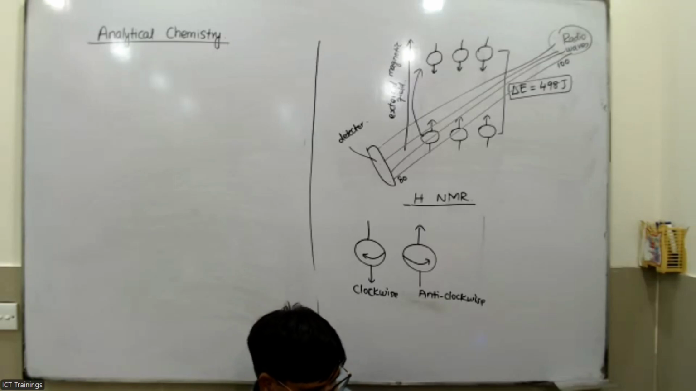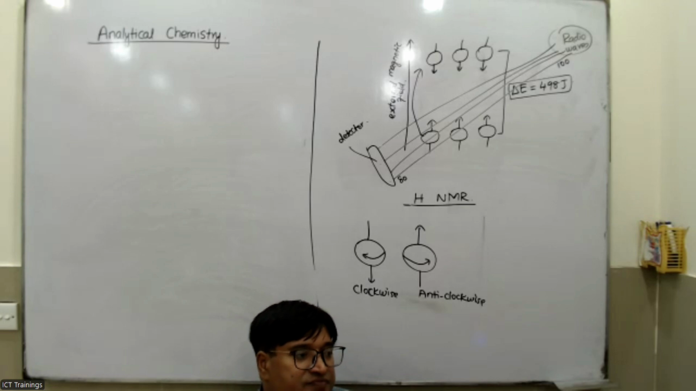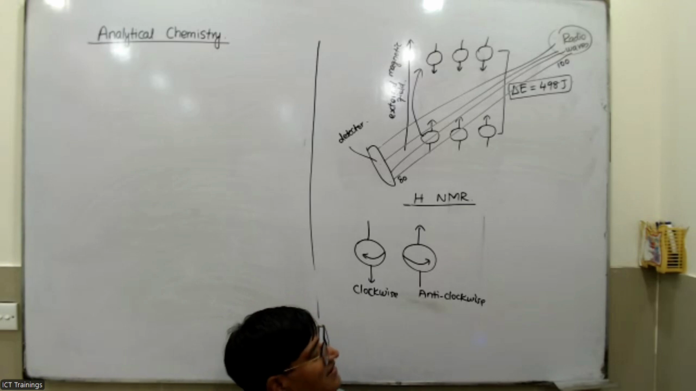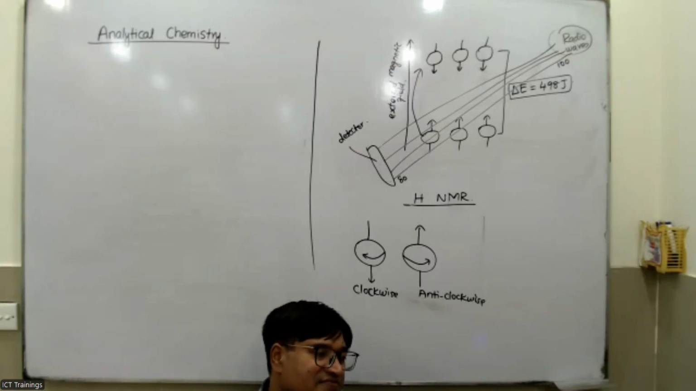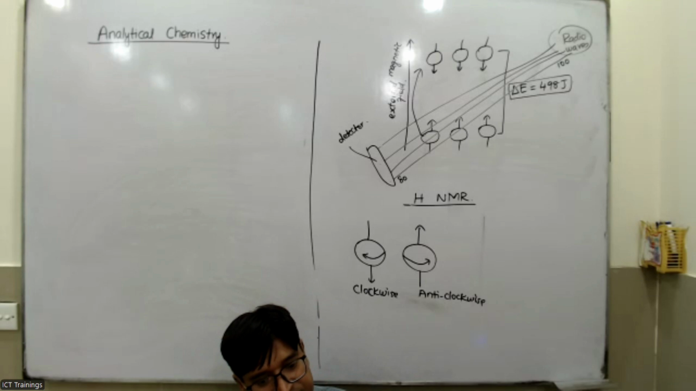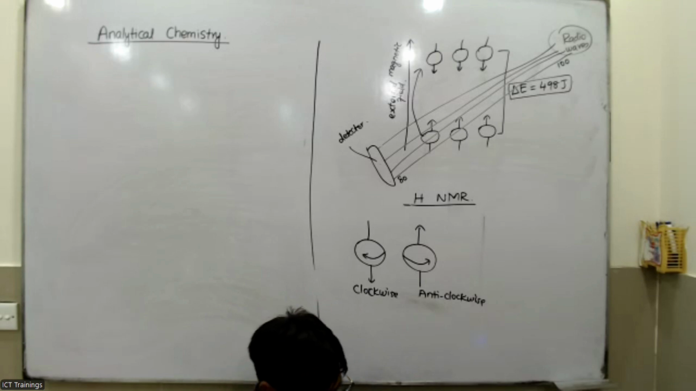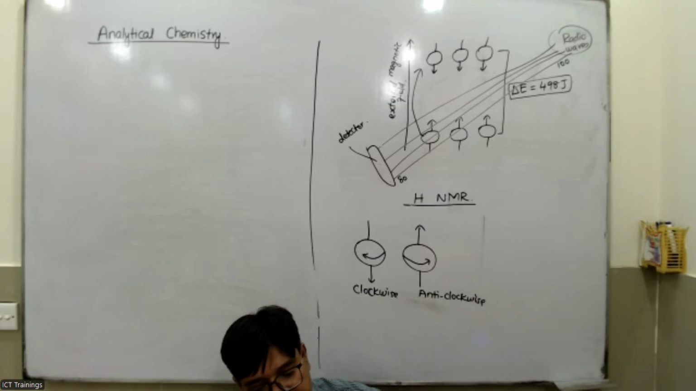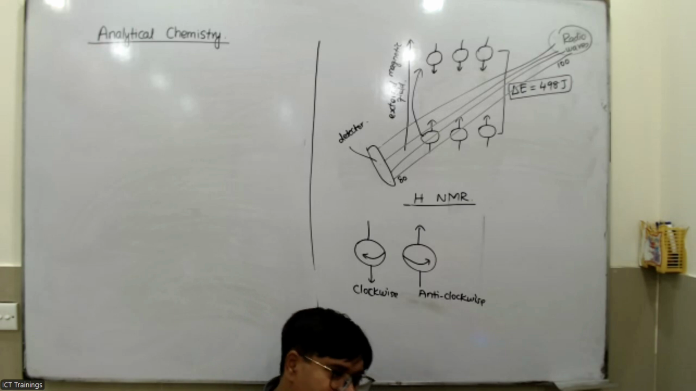Write the second point: the two spin states do not attract or repel each other. Write the third point: when we apply the external magnetic field, the two spin states arrange themselves at two different energy levels.